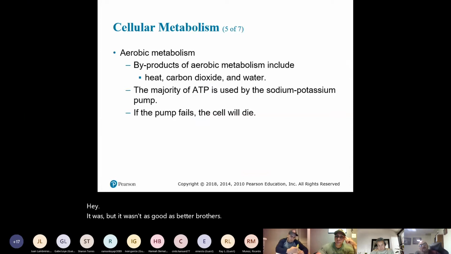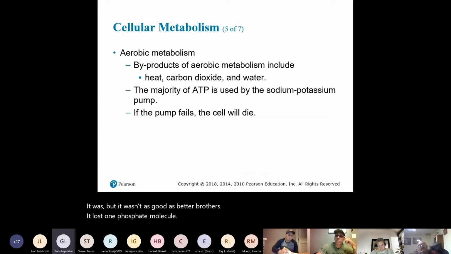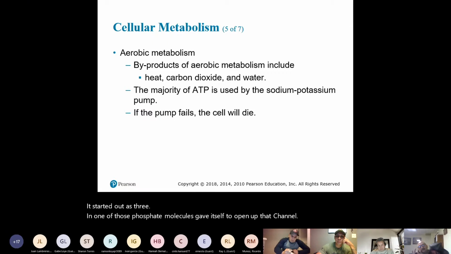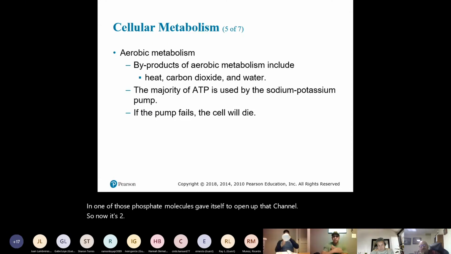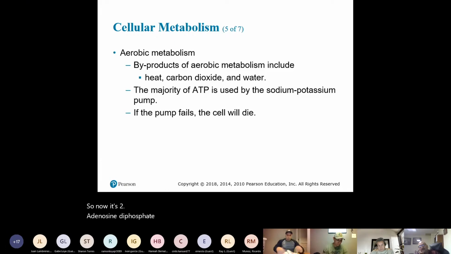So it lost 1 phosphate molecule. Oh, okay. It started out as 3, and one of those phosphate molecules gave itself to open up that channel. Got it. So now it's 2, adenosine diphosphate. So now it needs to get a 3rd, and that's where metabolism comes in.